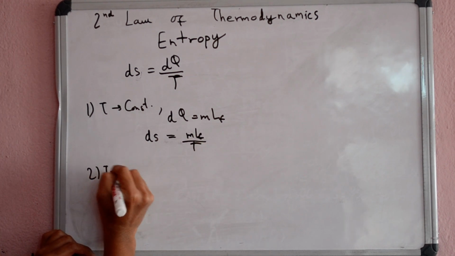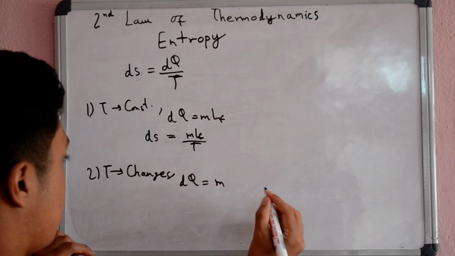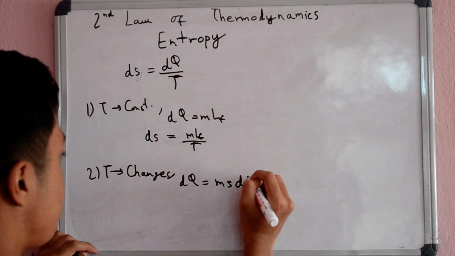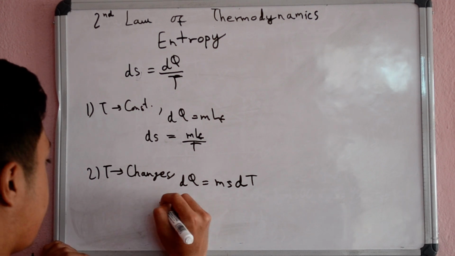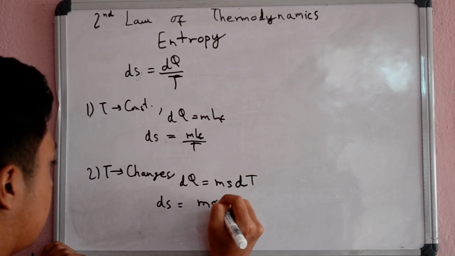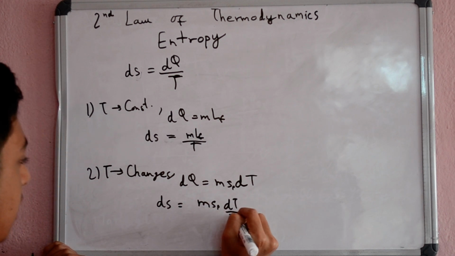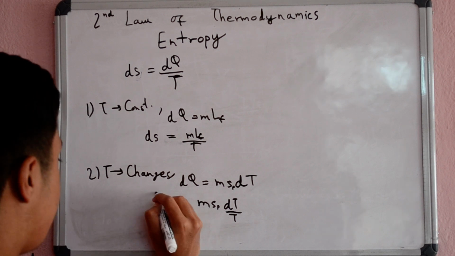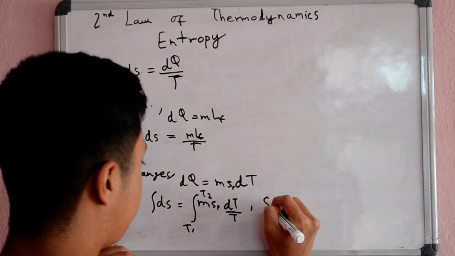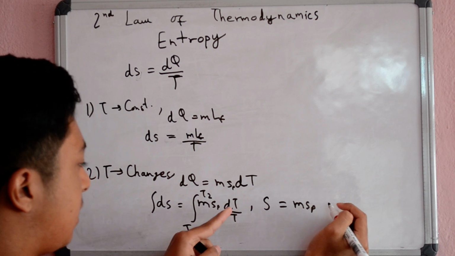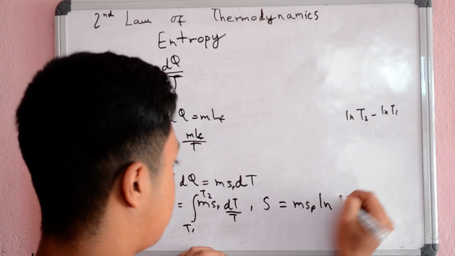Now, if T changes, then dq is equal to ms dt. Don't confuse s with entropy, because this s represents specific heat capacity. So dS becomes ms dt by T. Here we can get the entropy by integrating both sides. If the temperature goes from T1 to T2, then entropy equals ms, since these two are constants they go outside, integral of dt by T, which is ln T from T1 to T2, which becomes ms ln T2 by T1.